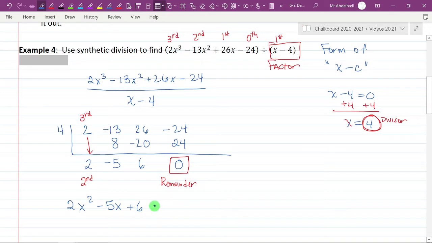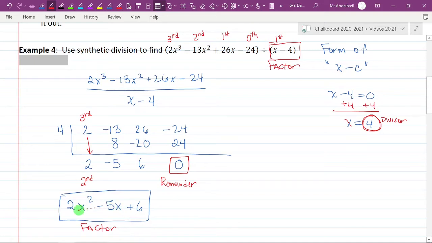And now if there was a remainder, you'd do the whole fraction thing for the remainder, but there isn't, so you're done. Now, once again, we know that this is a factor of the big polynomial, and also this is a factor of the big polynomial. Okay?